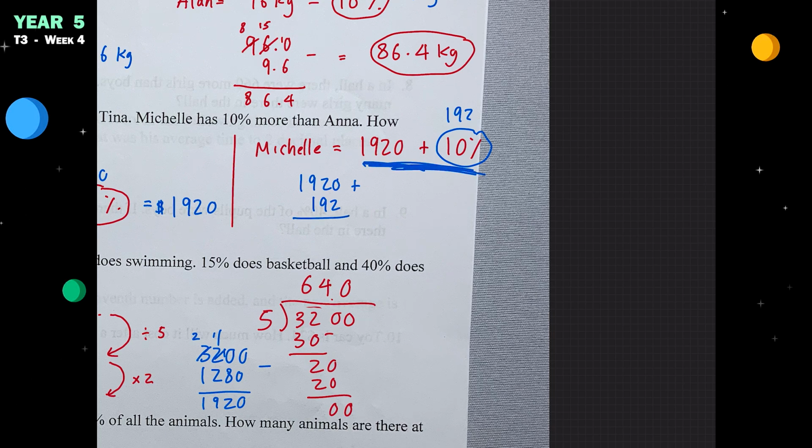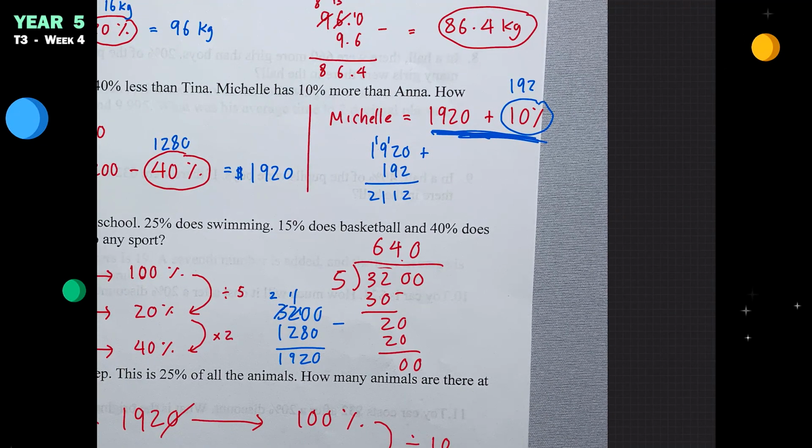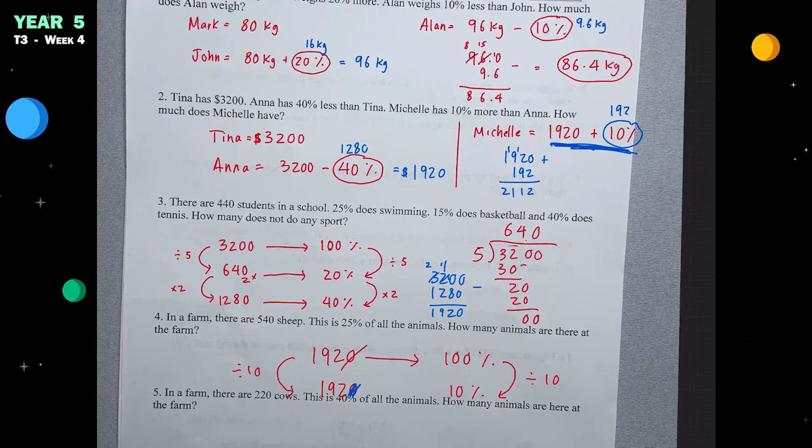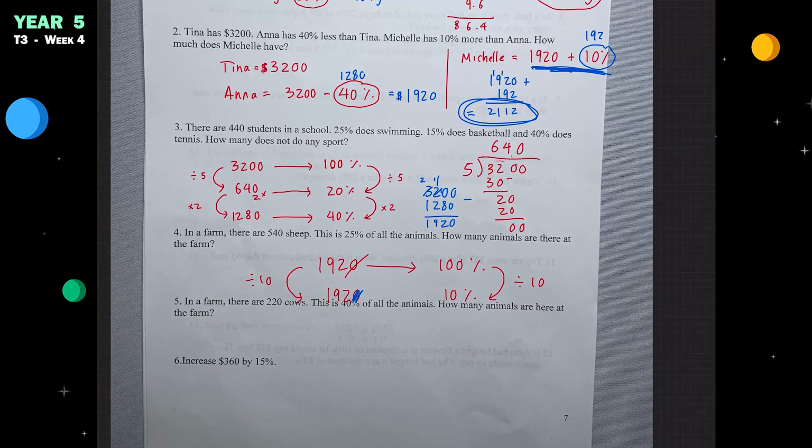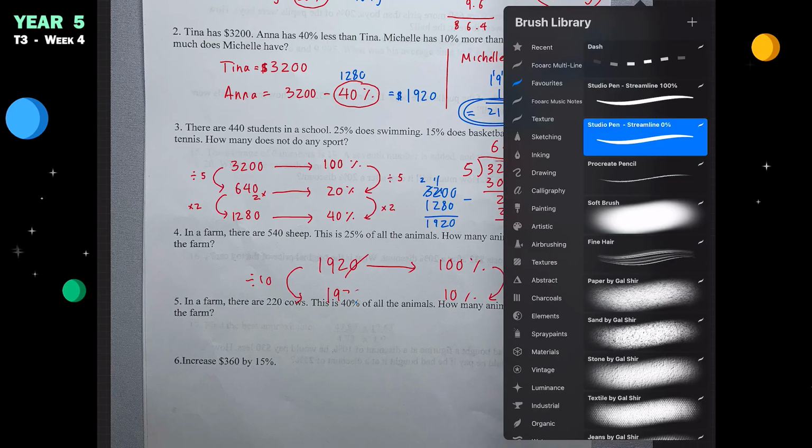Now add them up, you get this will be a 2, this will be 11, this will be a 10, 11, and this will be a 2. So the answer for this one, it says how much does Michelle have? Well, Michelle has a total of this much. Okay. All right, let's move on to the next question. First, I'm going to rub this out. Oh, let's use a bigger rubber.